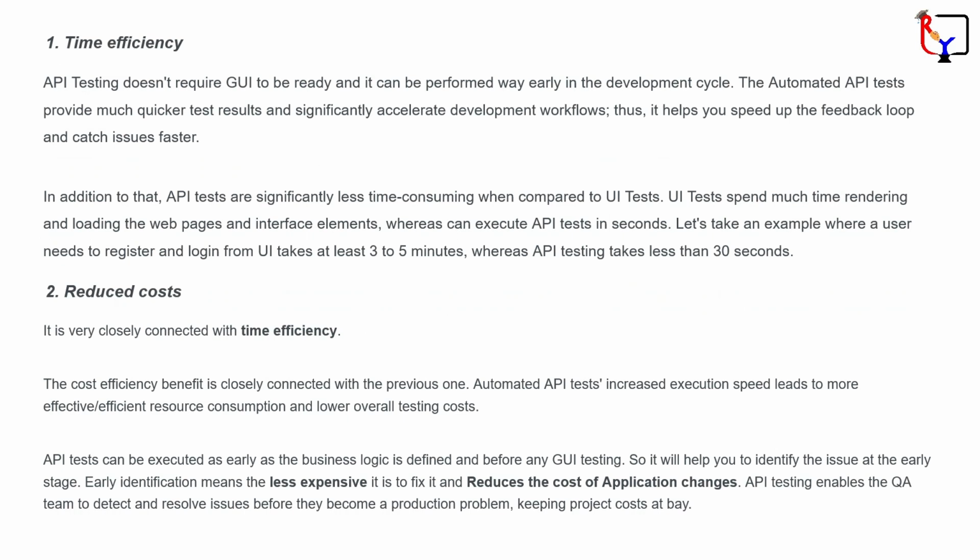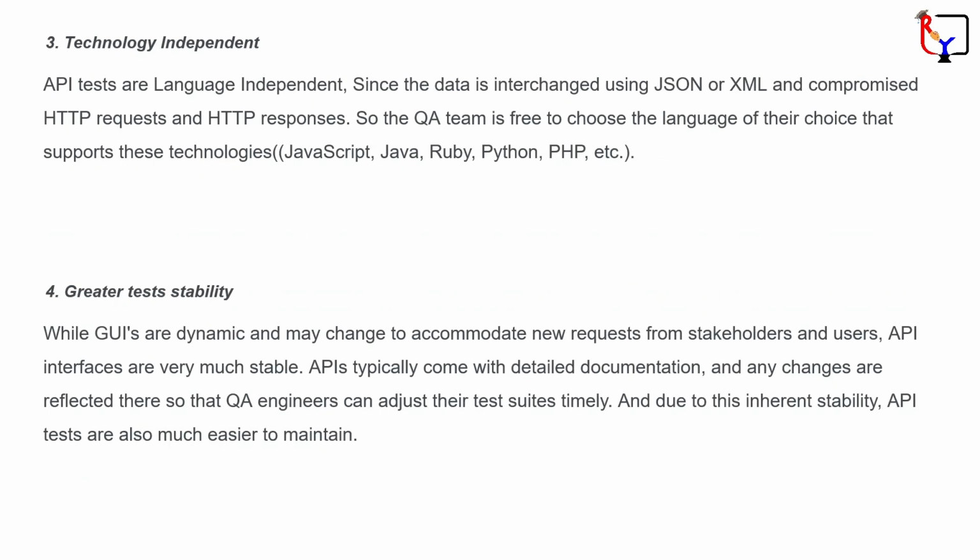Okay. So reduce cost. Reduce cost means, suppose the API is already tested by a tester, so we take minimum time during UI testing. So time is reduced and cost is reduced also. Okay. Now the technology independent.